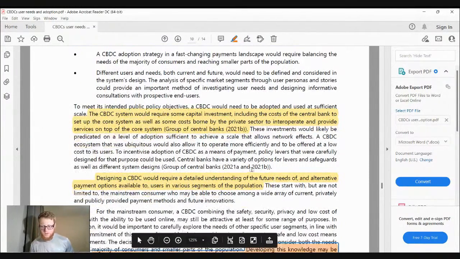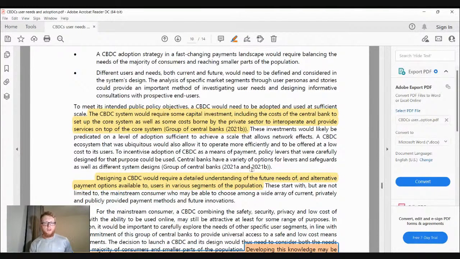Okay, talking about the system itself, just in case you haven't been watching some of the other videos: the CBDC system would require some capital investment. Obviously, who's going to provide that capital? Who's going to take up those costs of operation? That's something we discussed, I believe, in the previous video. This would include costs of the central bank to set up the core system, as well as some costs borne by the private sector to interoperate and provide services on top of the core system.